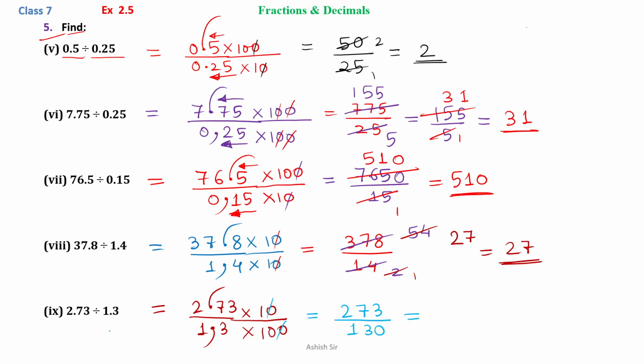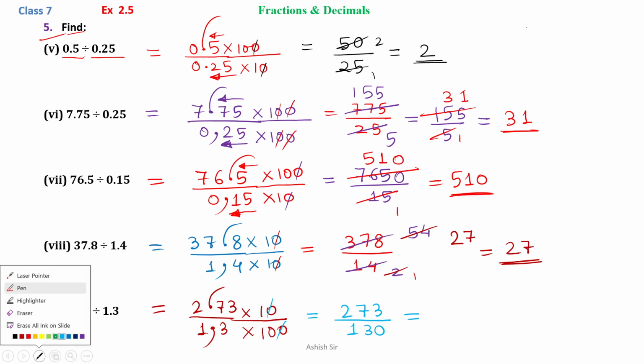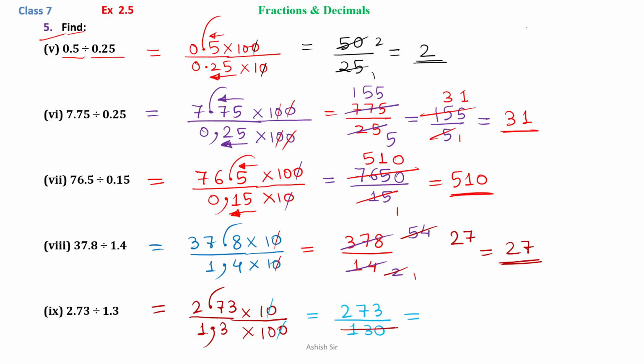Now we can see that we can cancel this with 13, as easy as that. So 13 ones are 13 and a 0. 13 twos are 26, 1 carry over, so 13. 13 ones are 13. So we have 21 by 10. We can put in the decimal point, so it will be 2.1.